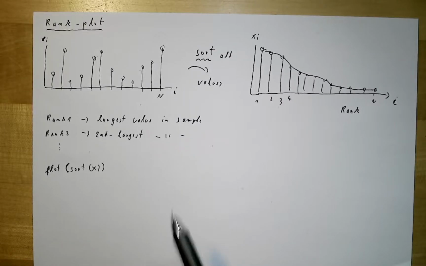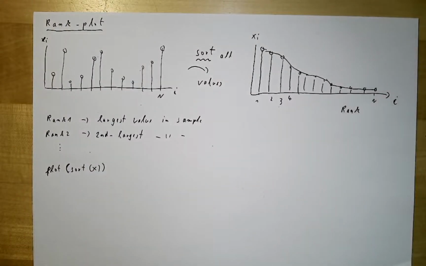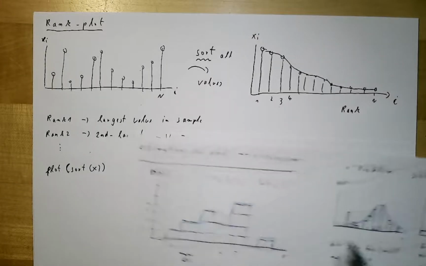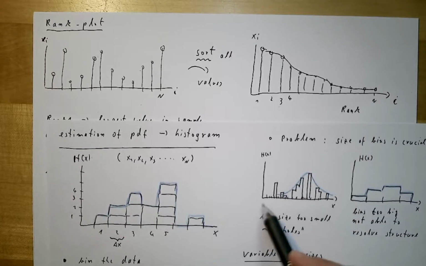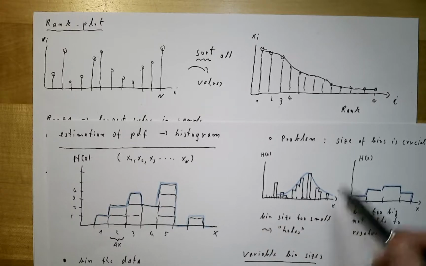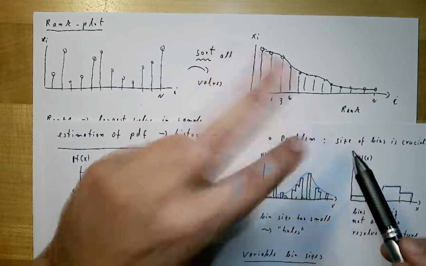Now the question is, what's the connection of this rank plot with our PDF and the histogram? There is some very simple idea. First, when you compare to the distribution, you see that the x variable here is on the abscissa, on the x-axis, where here it's on the ordinate, on the y-axis. So we have a reversion of axes.